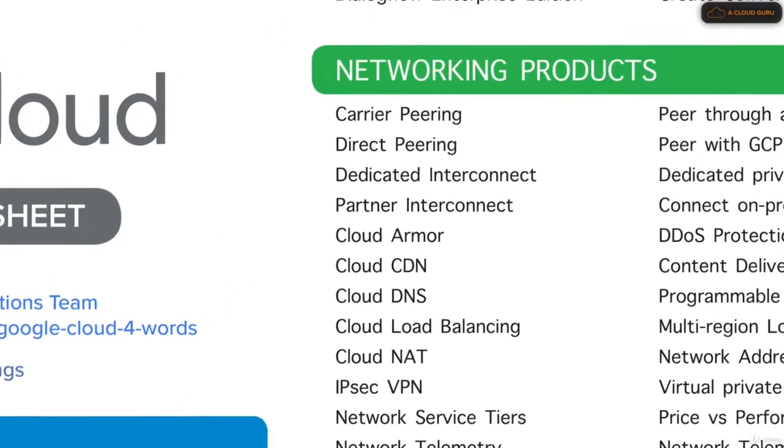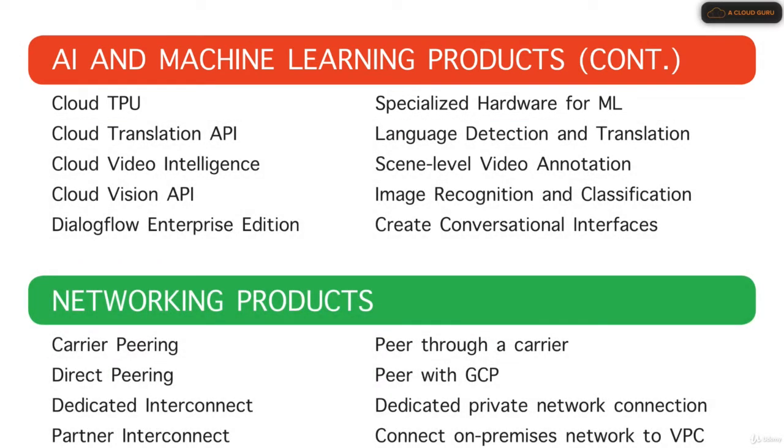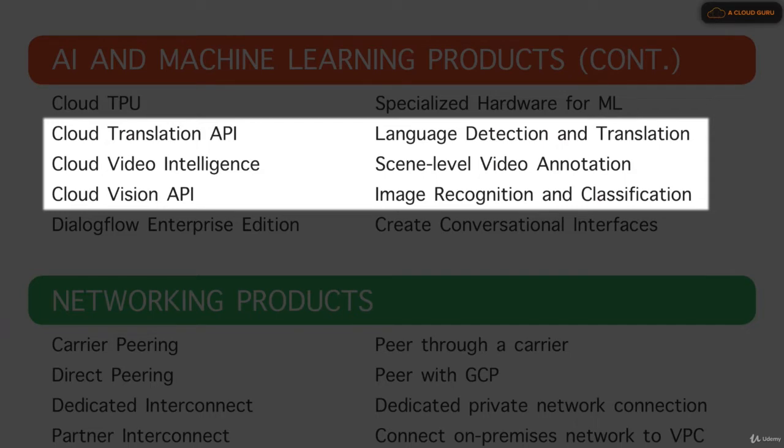Now, Cloud TPU is listed in the AI and machine learning section, but it's specialized hardware for machine learning, so it's kind of like a Compute Engine instance, but this one is purpose-built for TensorFlow processing instead of for general-purpose processing. In fact, that's what TPU stands for, Tensor Processing Unit. Now, if you're not familiar with it, TensorFlow is an open-source platform for doing machine learning stuff. It's quite broadly popular, but it's actually another one of the things that Google originally created and then released as open source.